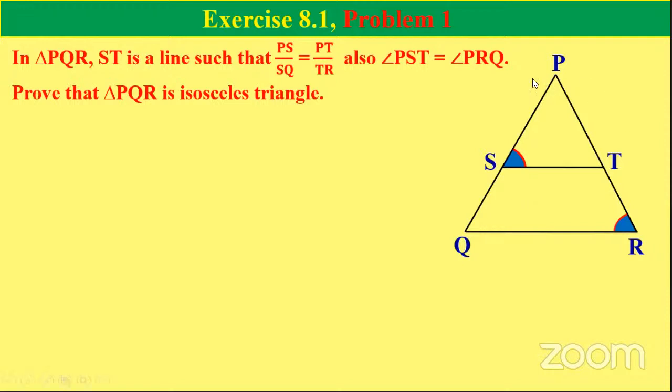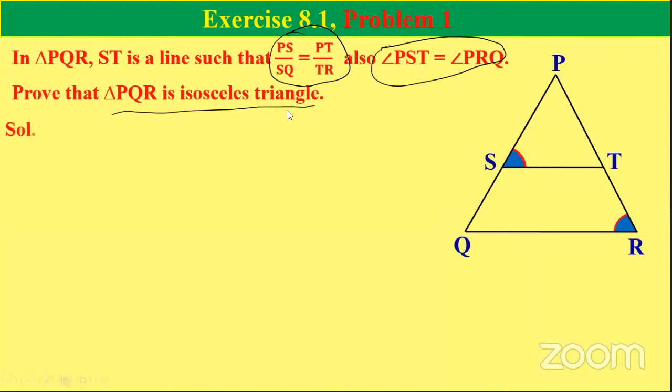And also given PS by SQ is equal to PT by TR. These two things are given. With the help of these two items, we want to prove triangle PQR is an isosceles triangle. This is required to prove: triangle PQR is an isosceles triangle.